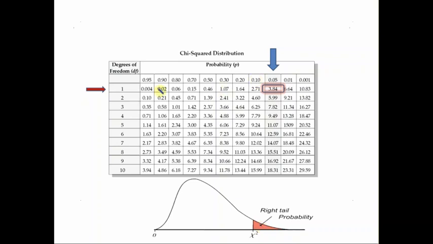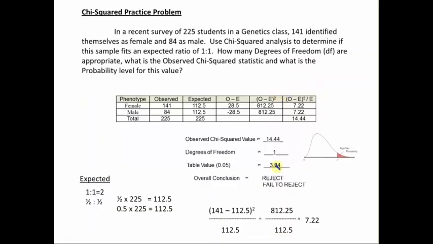So essentially, if you're on this side of the number, you're not significant. In other words, you're not going to say that you deviate from the expected ratio. If you're on this side, larger, then you're going to say that you do in fact deviate from your expected ratio. Well, now that we have our table value, let's go back and put it in play.